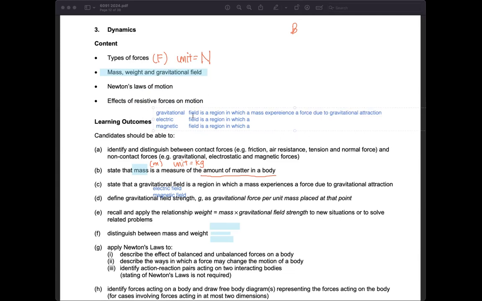Gravitational field is a region in which a mass experiences a force due to gravitational attraction. Clear about this so far? So what is electric field? Let me explain to you.